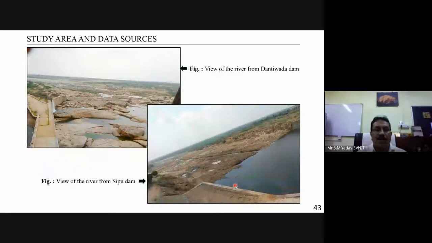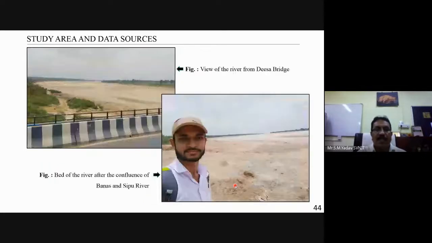This is a picture of the river at Sipu dam and the river at Dantiwada dam. This is the condition of the river. You can see from here, near the Deesa bridge, the level difference, the vegetation around and the depth of the river. This is after the dam, the downstream side of the dam, and you can see the depth of the river is almost negligible or very less compared to the height of the bank.